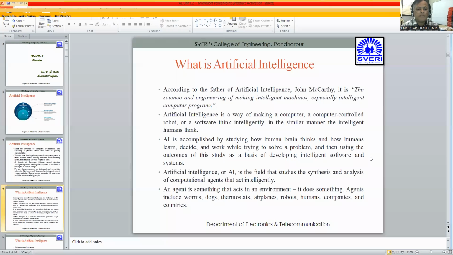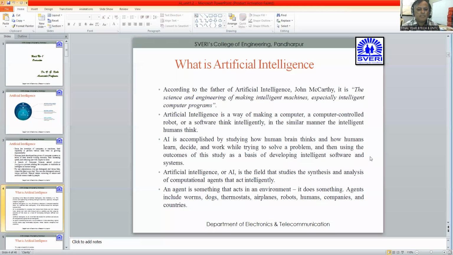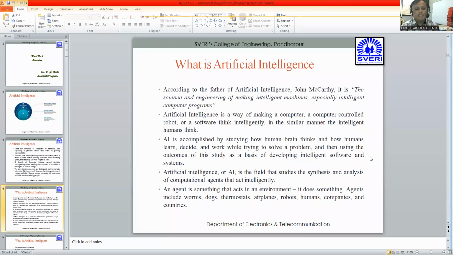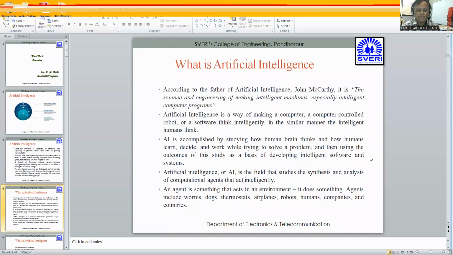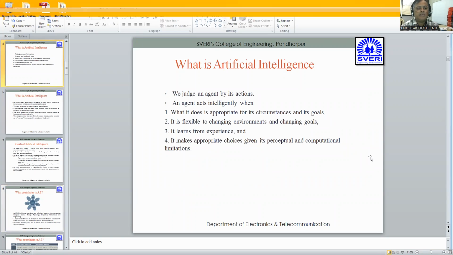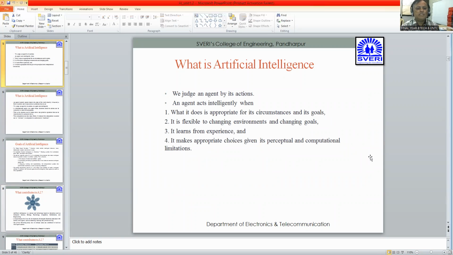An agent is something that acts in an environment. It does something, and that is called an agent. Now, how are we going to judge the agent? We are going to judge the agent by its action. And an agent is said to be acting intelligently if it follows the following conditions.